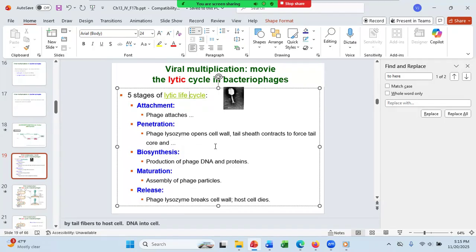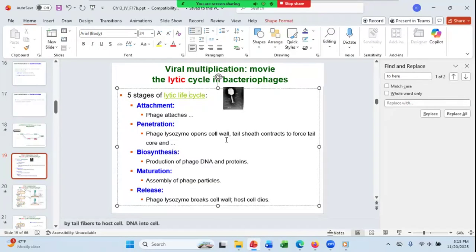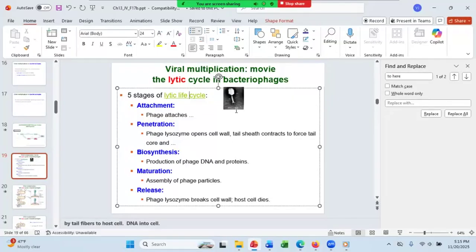wall. And then the tail sheath contracts and that forces what's inside the head, meaning the genome, into the cell, much as a syringe, when you're working it, forces what's inside the head of the syringe into the patient. Any question about anything so far?